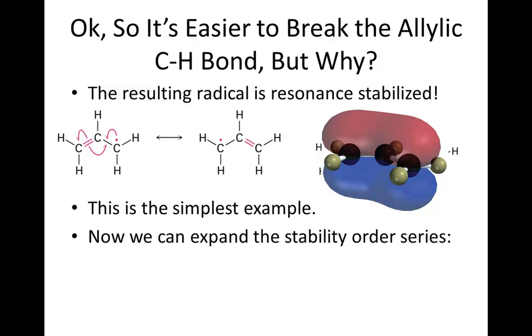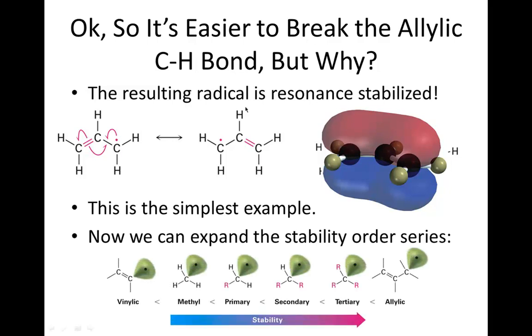So now you can go back to your order of stability of CH bonds and carbons and radicals and expand the series. We had talked earlier about a methyl being less stable than primary, which was less stable than secondary and tertiary. Well, now you can say allylic is more stable than even tertiary, and vinyl is less stable than methyl. And again, we get all those numbers, and how we know this order is from those bond dissociation energies.